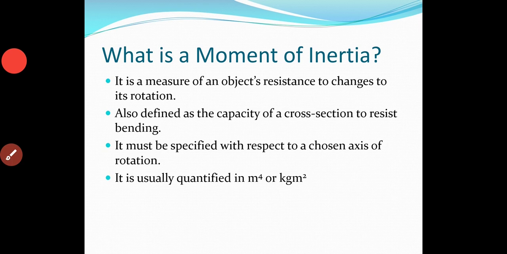What is moment of inertia? It is a measure of an object's resistance to change to its rotation, also defined as the capacity of a cross section to resist bending. It must be specified with respect to a chosen axis of rotation. It is usually quantified as meter to the power 4 or kg meter square. That we will be explaining in the next 3-4 slides.